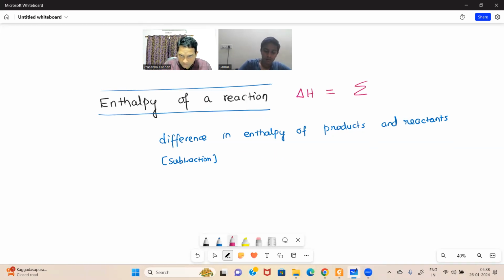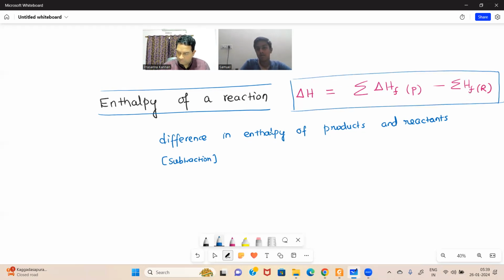And it is nothing but sigma delta H of formation of products minus delta H of formation of reactants. If you have to give a detailed definition, then how do you do that? It is nothing but the sum of all enthalpies of formation of the products minus the sum of all enthalpies of formation of the reactants. Right.